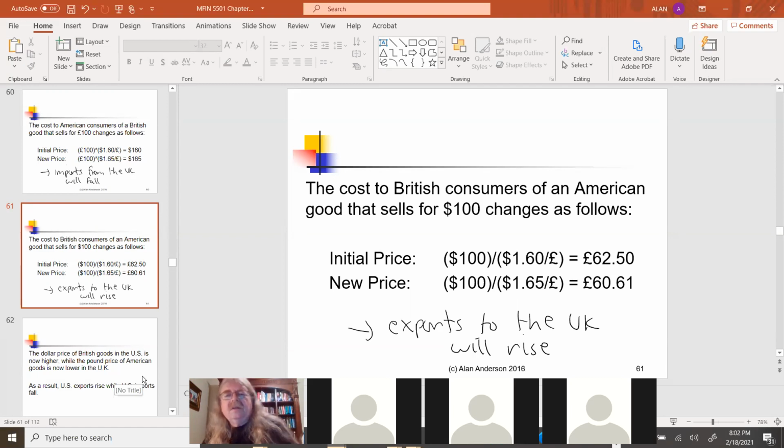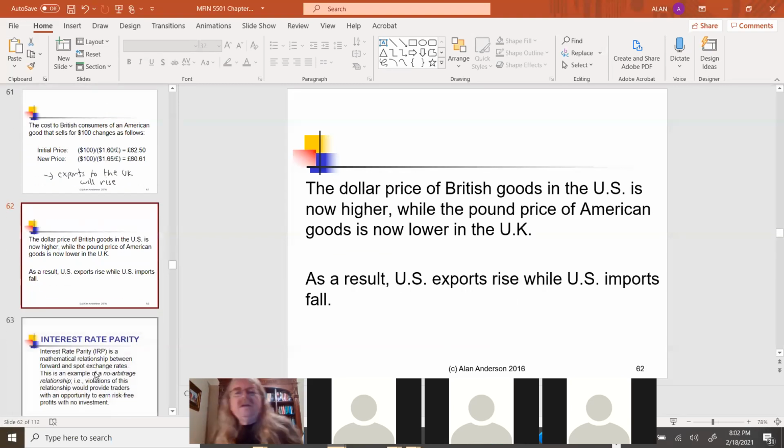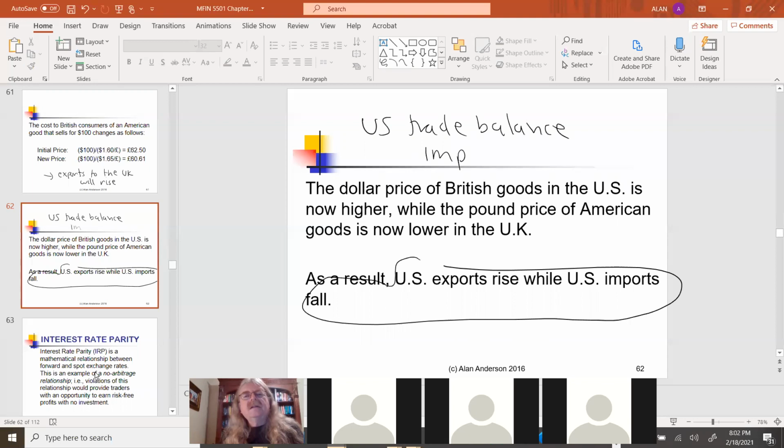Nice. Okay. So the net effect here is that with a weaker dollar, our exports rise while our imports fall. And of course, as a result, the US trade balance improves. All right. So again, it sounds sort of counterintuitive, but a stronger dollar actually harms the trade balance, and a weaker dollar actually helps it.